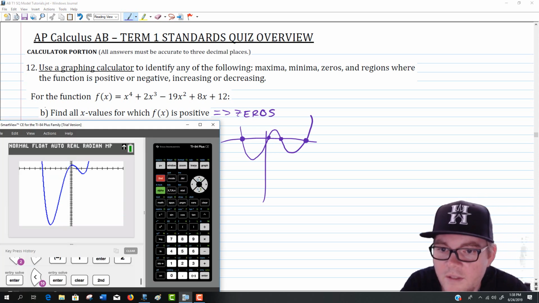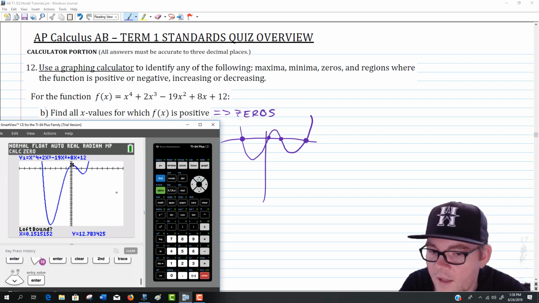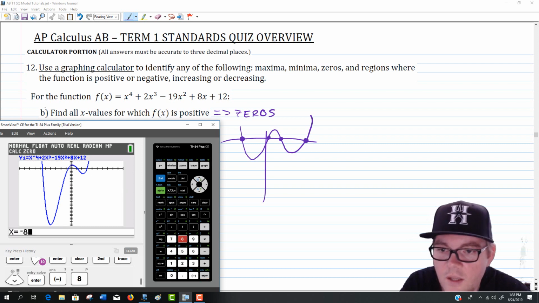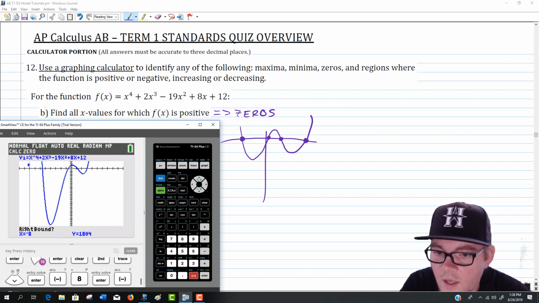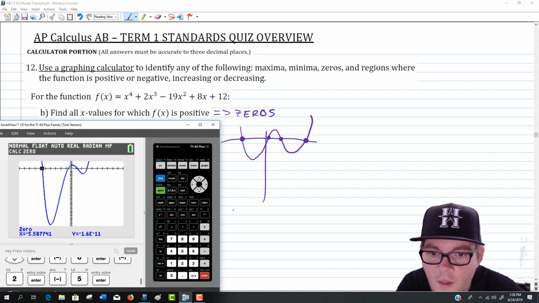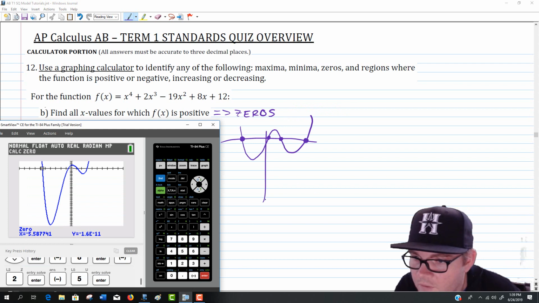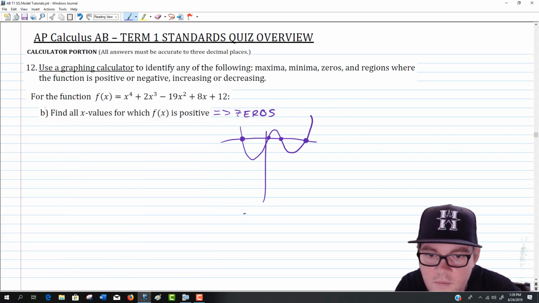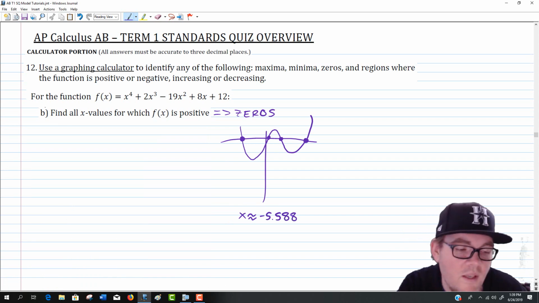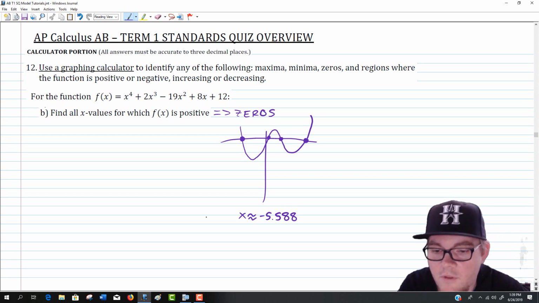So looking here, we need to go back to the second trace. We need to calculate zeros. So as far as values, I'm going to go with the first one on the far left, from -8 to -2. And then let's guess that it happens at -5. Okay, and it tells us that that first zero is going to be -5.588. And of course we would accept the truncated version, -5.587 as well, but we're covering that first option.